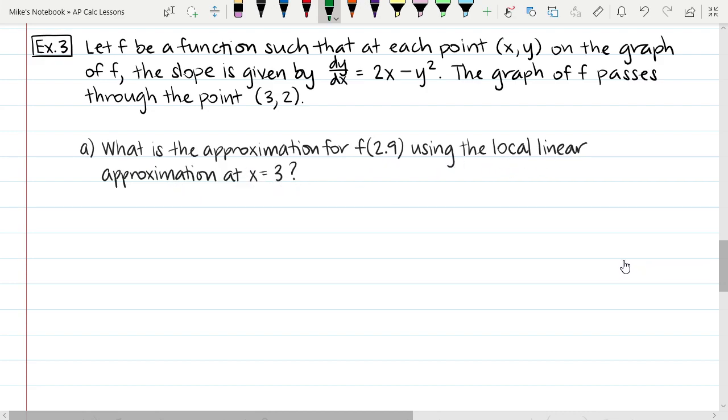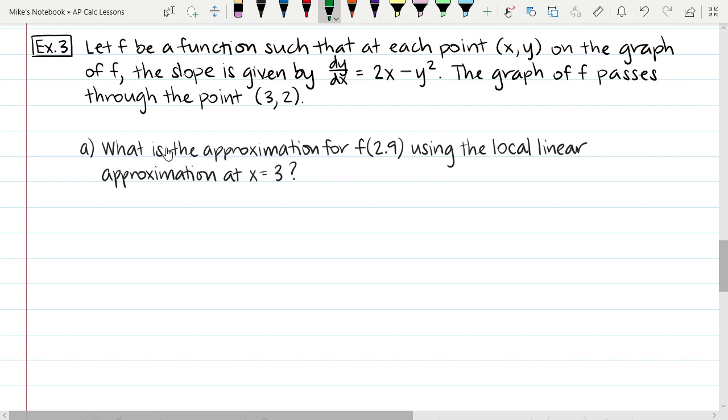So again, this is a little bit different from the previous examples. In the first example, remember you were given a table. In the second example, you were just given a bunch of information in words. And in this one, it's in words, but you're also finally dealing with an actual equation. So this is more of the analytical approach.